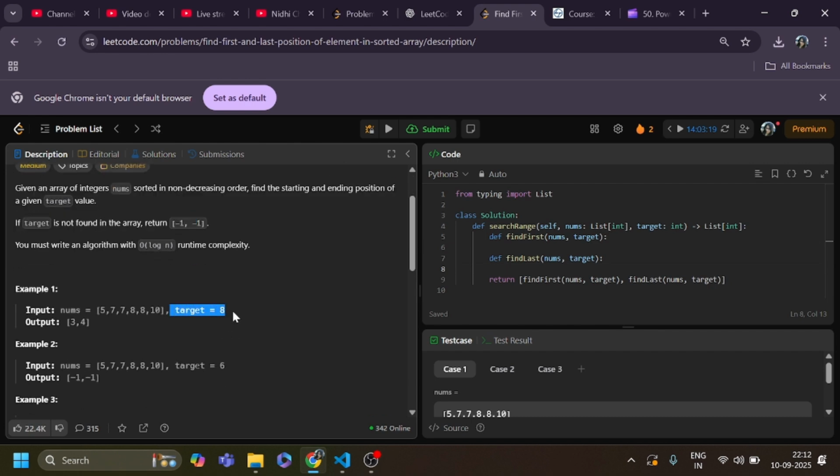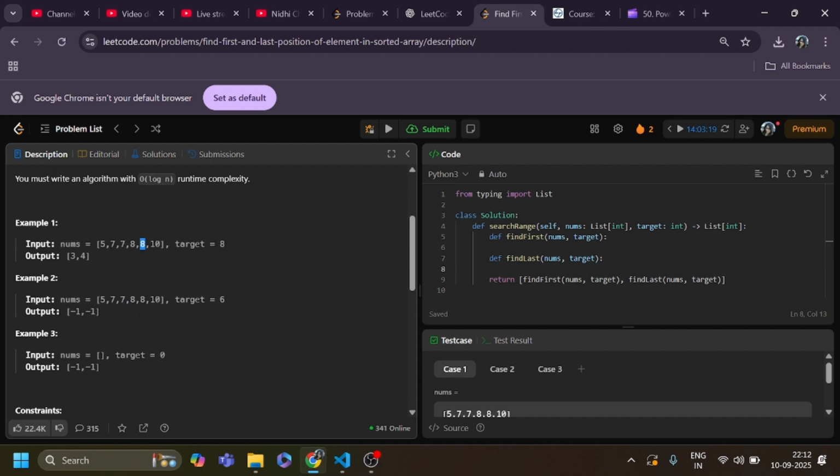So I have target 8. Here you can see indexes 0, 1, 2, 3. At index 3 we find 8 at first, and at last we got it at index number 4. Here you can see target equals 6, so we don't have any target here, so we return -1, -1 for both functions.